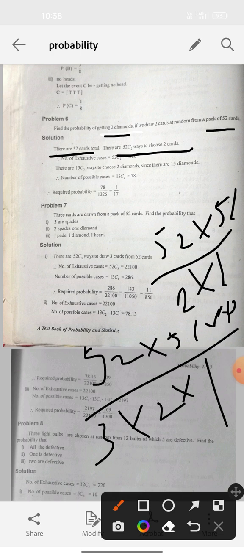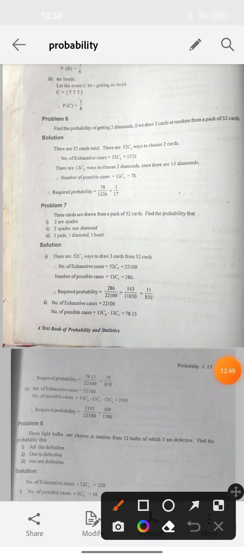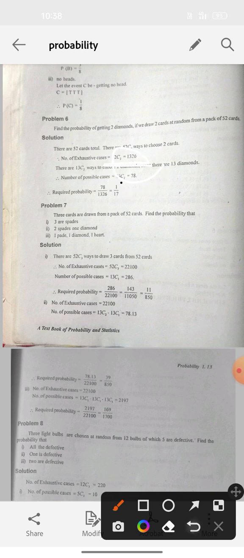That is how it works out. Now coming into the topic, the 52C2 value is 1326.